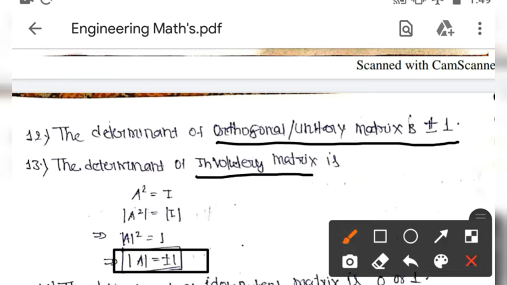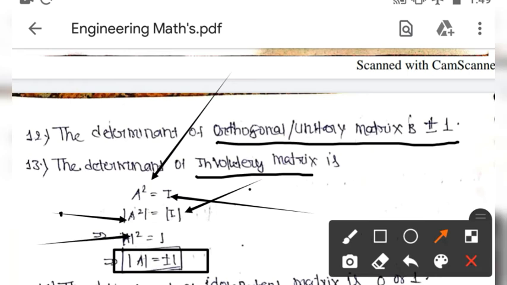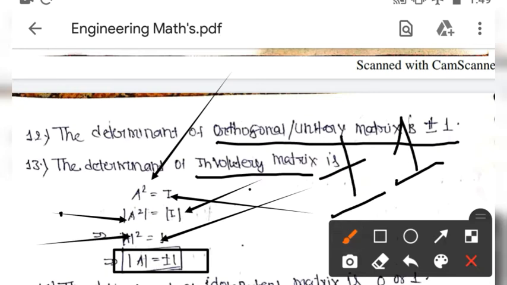So an involutory matrix satisfies A squared equals the identity matrix, meaning when you multiply the matrix by itself you get the identity matrix. So what I have done is take the determinant on both sides. By the property of the determinant, we can write determinant of A whole to the power 2, and the determinant of the identity matrix is 1. So when we remove the square, it gives plus minus 1. So the determinant of an involutory matrix is either +1 or -1.